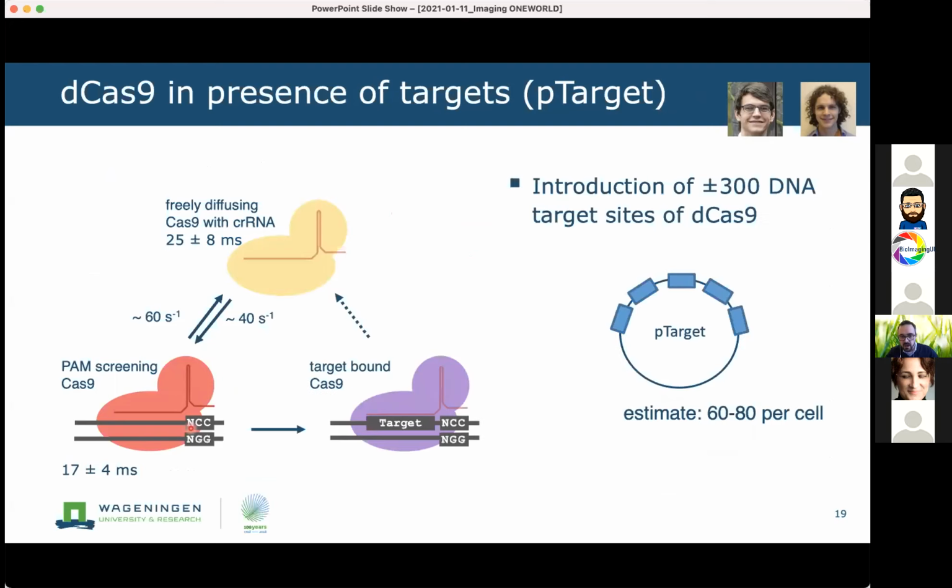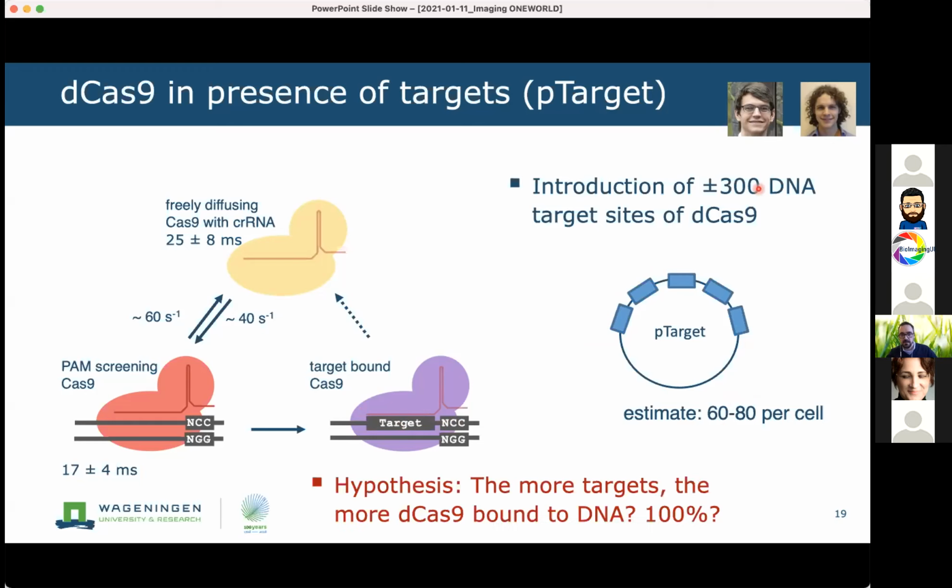And now the question is, what happens if we now introduce targets? Meaning we have now a plasmid where we have a complementarity between the CRISPR RNA and the DNA target. We introduce the plasmid with a copy number of around 60 to 80 plasmids per cell. On each plasmid we had 5 target regions, so we have roughly a couple of hundred targets present in the cell. And the question now was, let's say we have more targets than Cas9, do we reach a situation where 100% of the Cas9 is bound to a target? That was kind of our naive assumption.